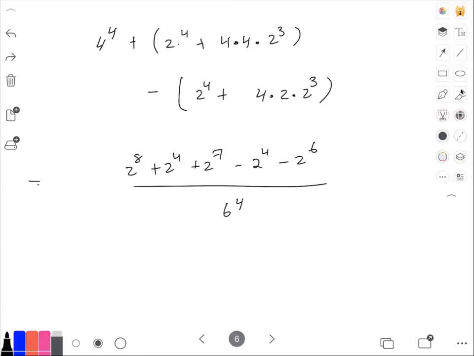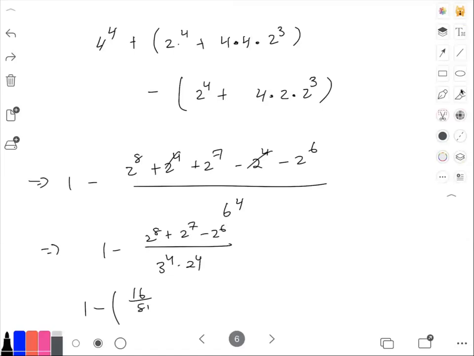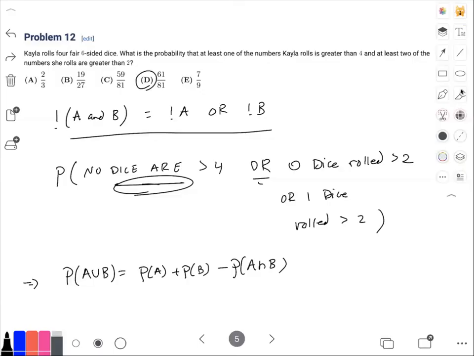Then we want to take 1 minus this. So we seek to find 1 minus (2 to the 8th plus 2 to the 7th minus 2 to the 6th) over 6 to the 4th, which is 3 to the 4th times 2 to the 4th. So 2 to the 8th over that is 2 to the 4th over 3 to the 4th, which is 16 over 81. 2 to the 7th over 3 to the 4th times 2 to the 4th is 8 over 81. And 2 to the 6th over 3 to the 4th times 2 to the 4th is 4 over 81. This is equal to 1 minus 20 over 81, which is 61 over 81. Going back, we see that's option D.